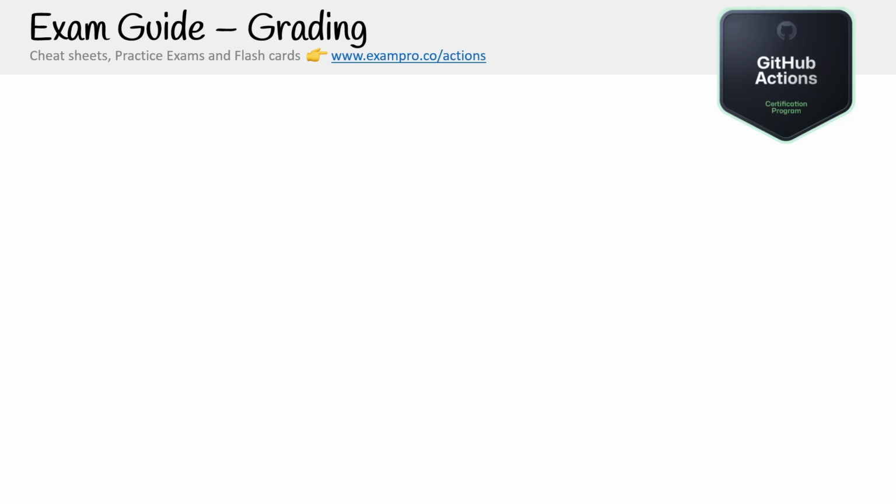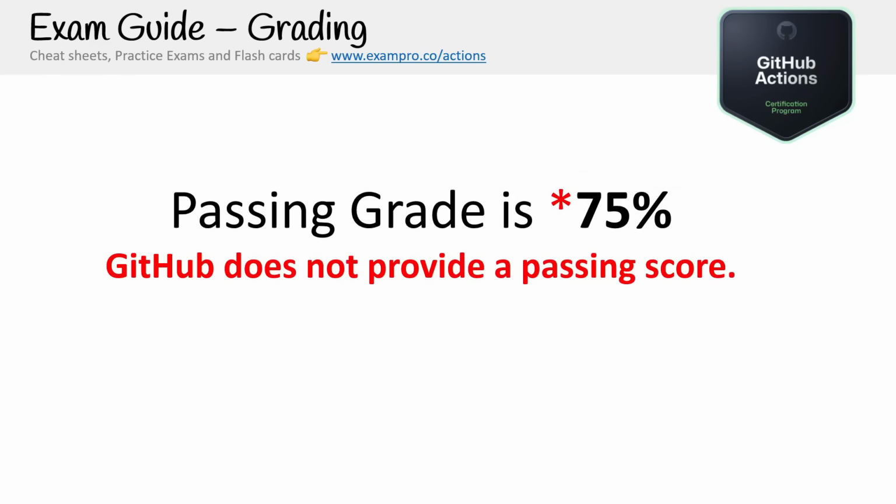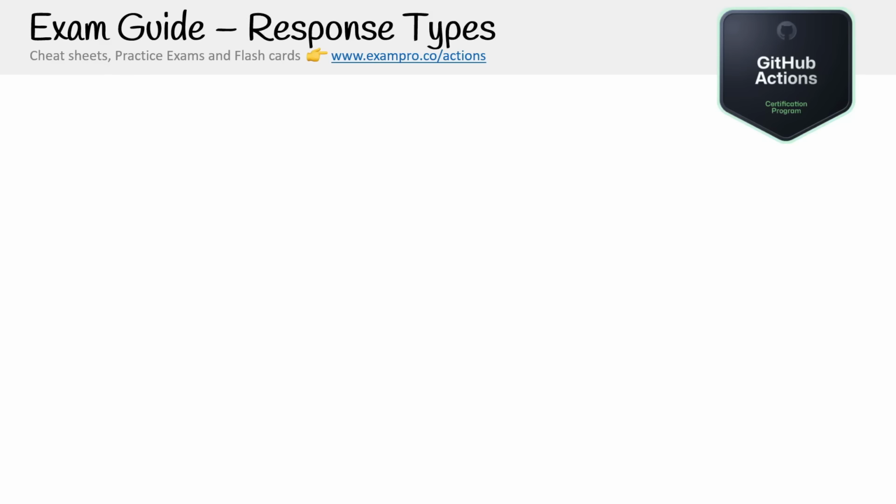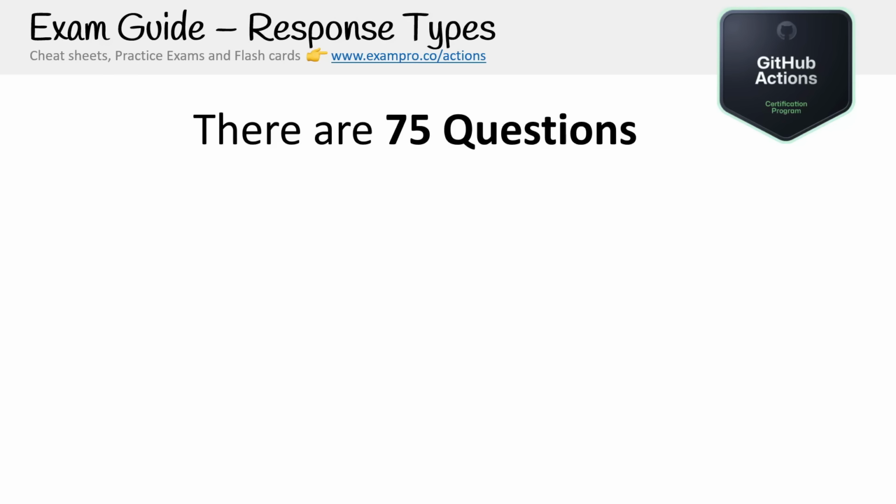The passing grade here is 75%. I have a big asterisk on that because GitHub officially does not provide you a passing score, but unofficially I can tell you that it's 75% because I asked them and they said unofficially 75%. And I think this has to do with the fact that they can't do a perfect score. Nobody does a perfect score, but for whatever reason, they don't feel comfortable giving a finite number there, even though it is 75%. The number of questions you have in the exam is 75, 60 are scored, 15 are unscored.